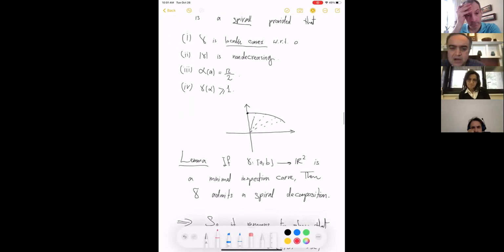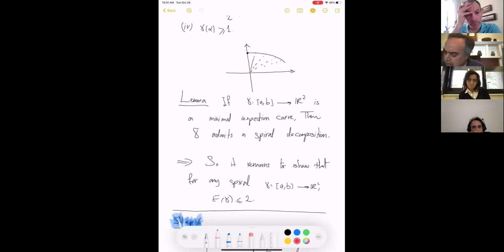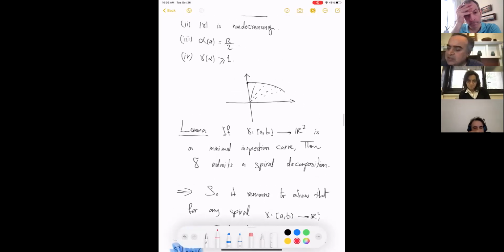It turns out that this unfolding can always be decomposed into these spiral bits. And once we do that, it all comes down to showing each of these spirals has efficiency less than or equal to 2. So now this is like the most local version of the problem. It's a problem just in the plane. You have this curve, which curves towards the origin, which is orthogonal to its initial position, and its distance from the origin is non-decreasing.